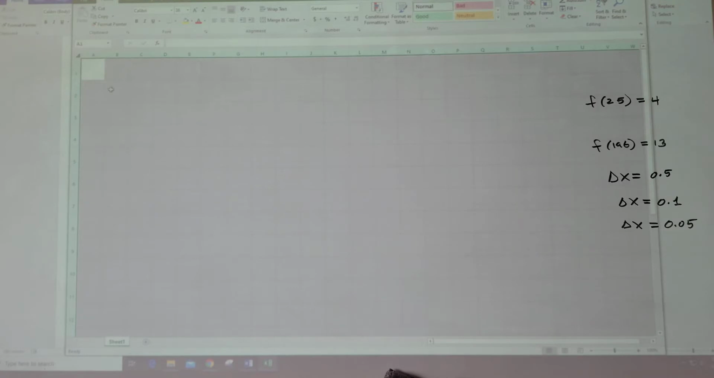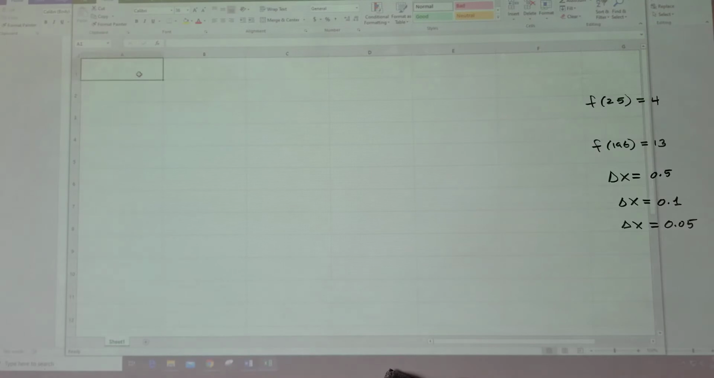That's not necessary for you, but what I would recommend is to get on the divider between cells A and B and click and drag that off to the right so you get these nice wide cells that will accommodate a lot of decimal places. Okay, cell A1, type 25. Cell B1, type 4, the initial condition.